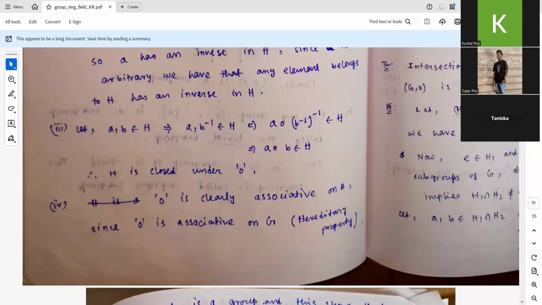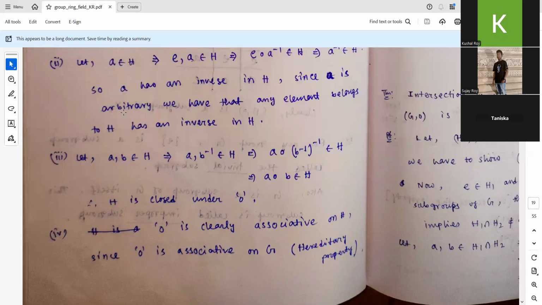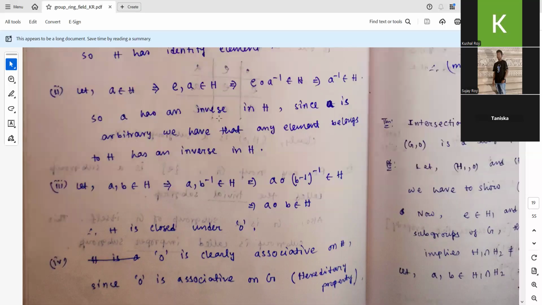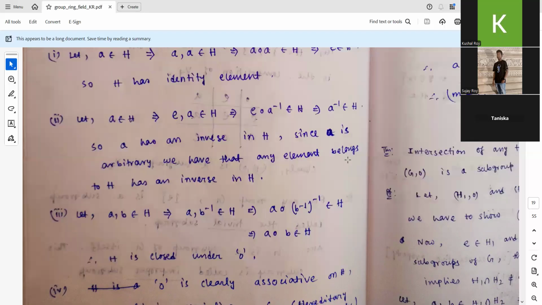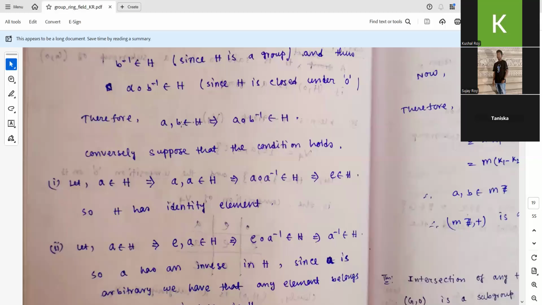Let A, B belong to H. Since B belongs to H, from the previous result we can say that B inverse belongs to H. Since A and B inverse both belong to H, A composition B inverse inverse belongs to H. Since for any two elements A and B belonging to H, A composition B inverse belongs to H.